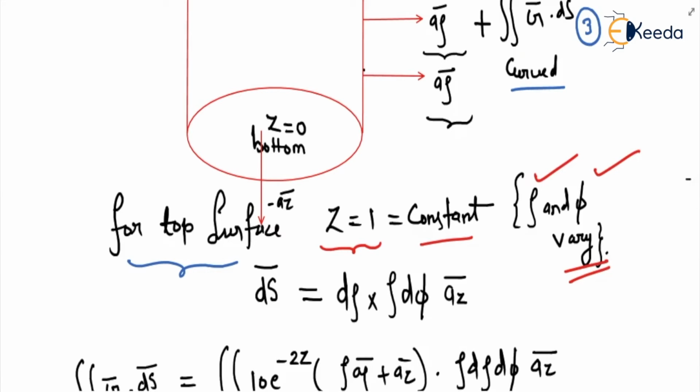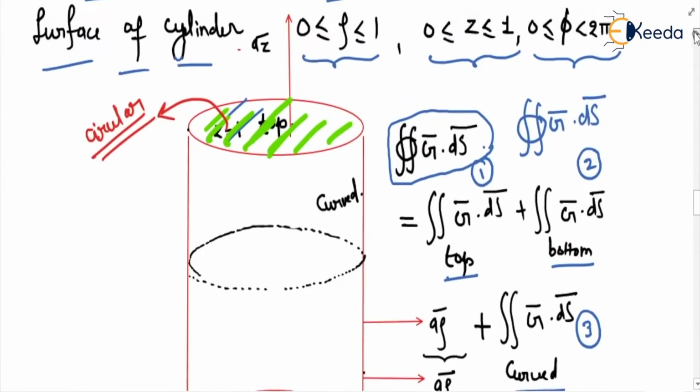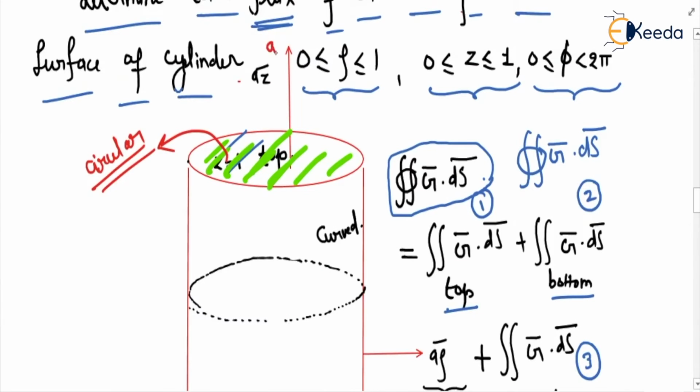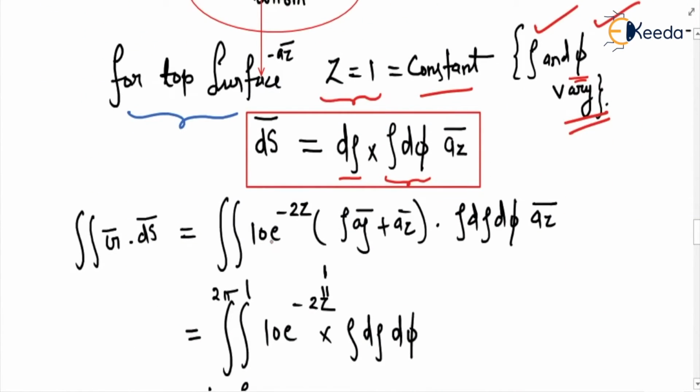So how do we write the dS vector for this surface? If rho is varying, then we write d rho. If phi is varying, then we write rho d phi. And the direction is the az vector, which is perpendicular, outward to the surface. So this is the G vector, and this here is the dS vector. So we will take the dot product of these two vectors.